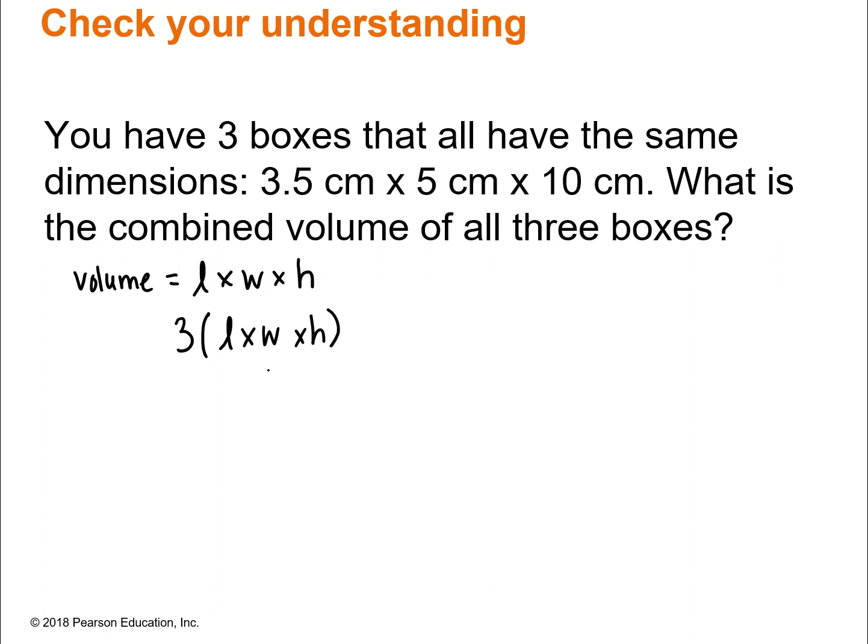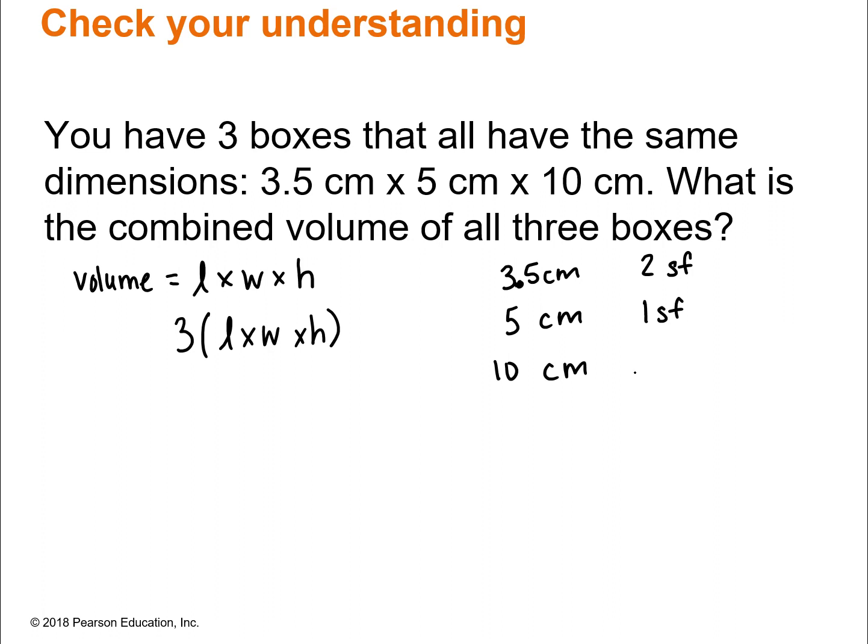We've got 3 different length measurements: 3.5 centimeters, 5 centimeters, and 10 centimeters. 3.5 centimeters has 2 sig figs. 5 centimeters only has 1 sig fig. And now we get to the 10 with those doggone zeros.